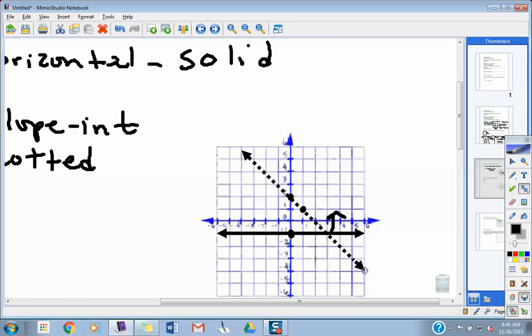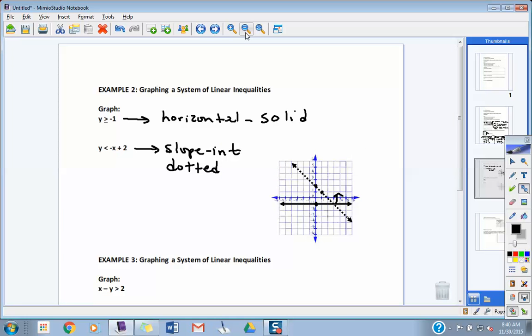Okay, now here's the deal. We need to figure out what direction to shade for this graph. And what I like to do is the following. First of all, there's 2 lines on here, right? 2 lines on here that cross. And what I'm going to do is label my sections. I'm going to label this section 1 up here, section 2, section 3, section 4.